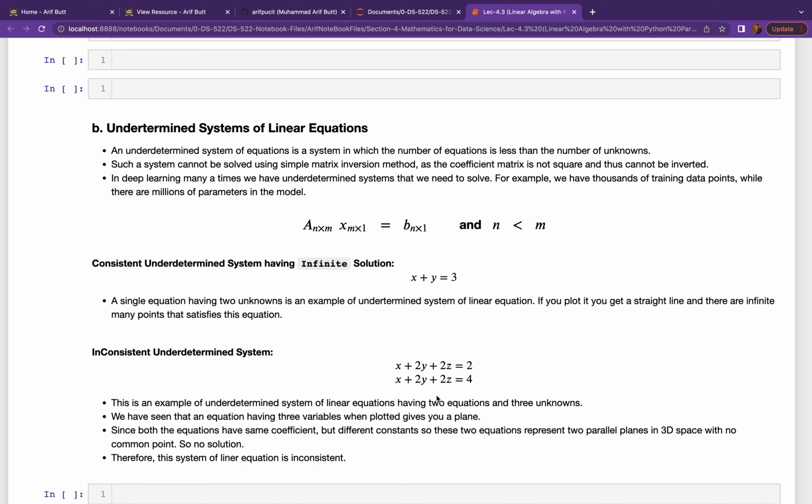So far, so good. My dear friends, one last thing I want to discuss in today's session is how to estimate the best possible solution for an inconsistent overdetermined system using the least squares method.